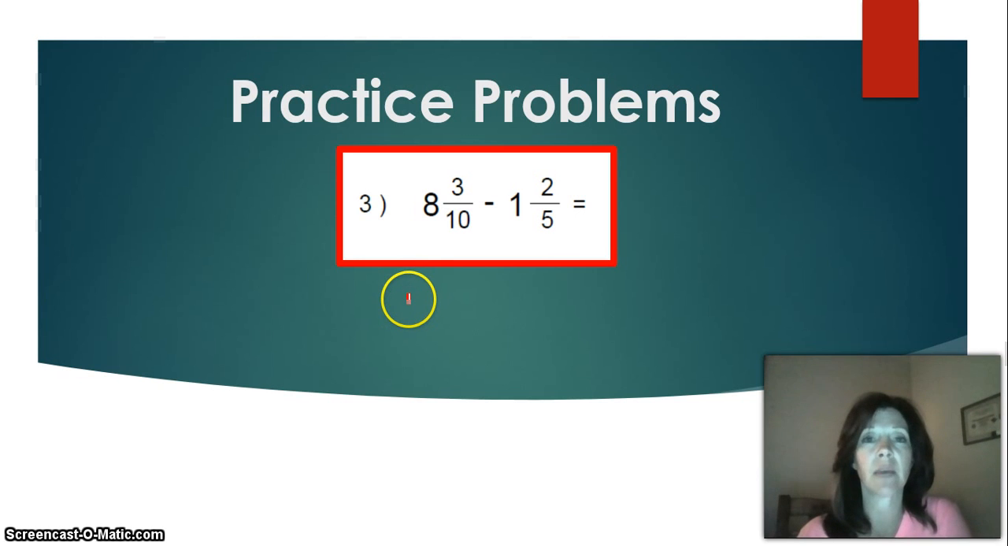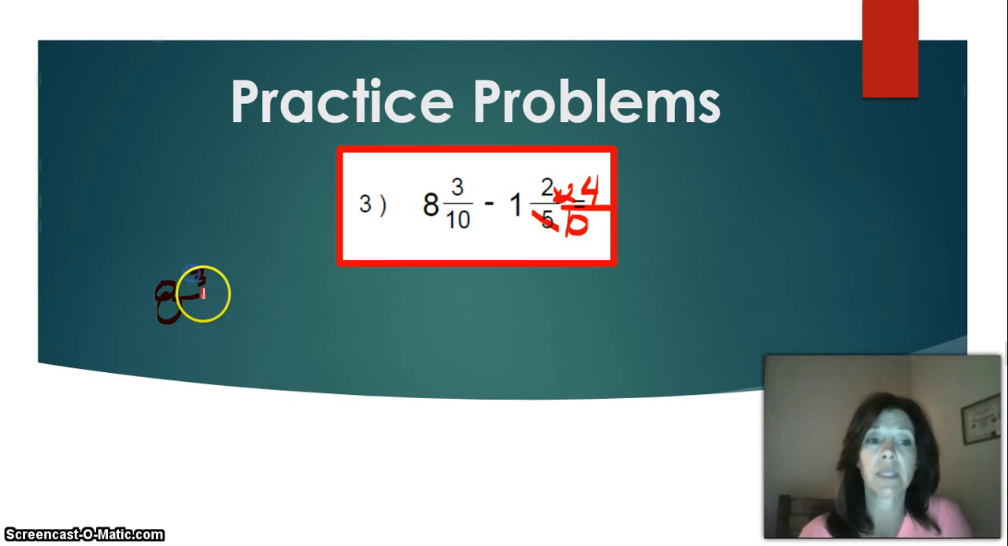All right, first step, least common multiple, which is your common denominator. Between 5 and 10, what's your common denominator? 10. Nicely done. This one's already 10, so you don't have to change it. 5 times 2 is 10. Multiply by 2 here. So your new numerator is 4. So your new problem is 8 3/10 minus 1 4/10.